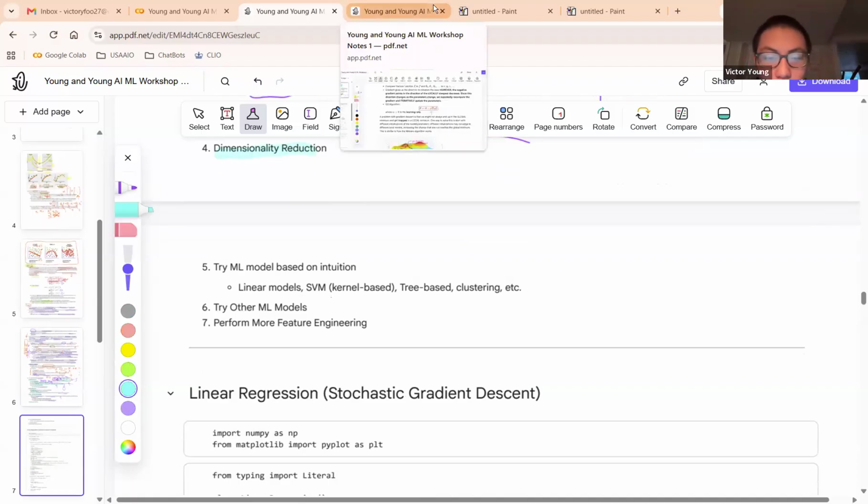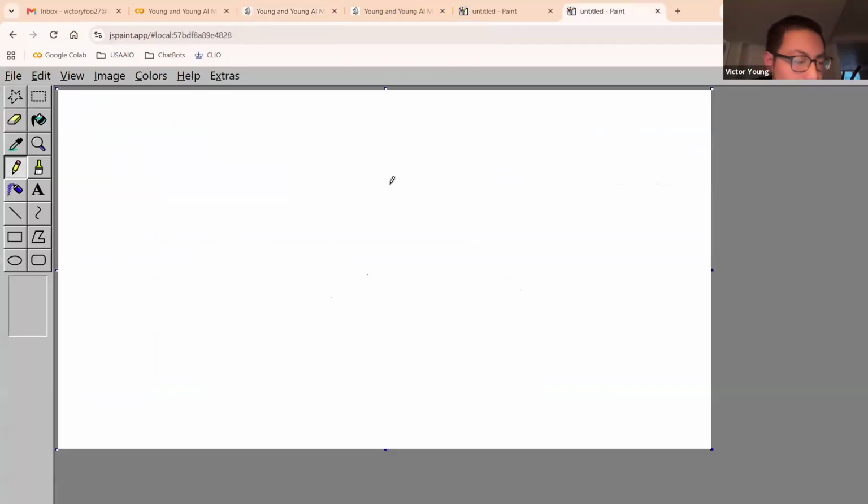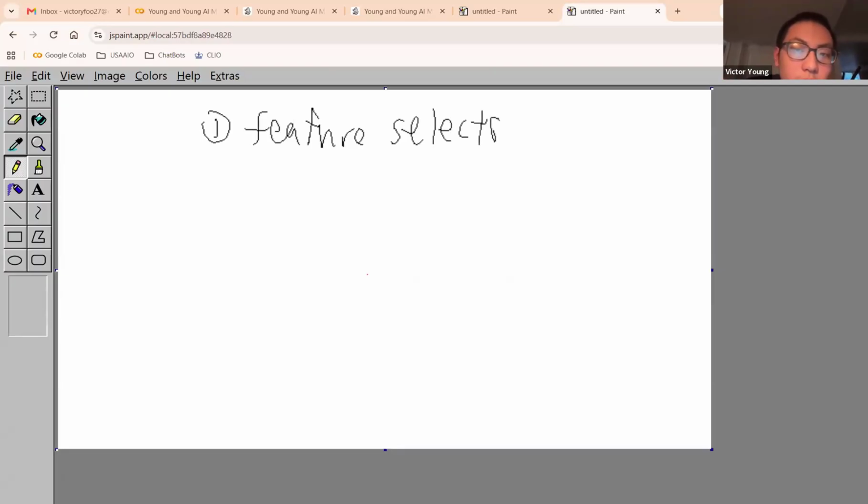But I will talk a little bit about that right here. So for dimensionality reduction, we have two methods. The first is feature selection. So that is just select the best features. There are 100 features, but that's a little bit too much. I want maybe only 5 features or maybe 10 features. So how do we do that?